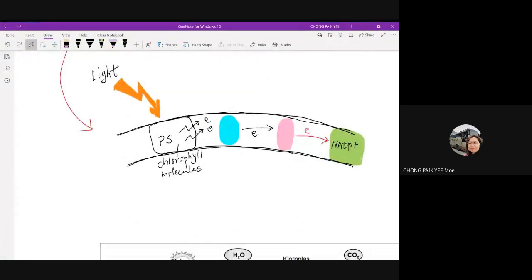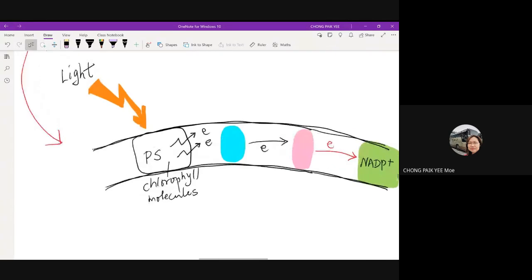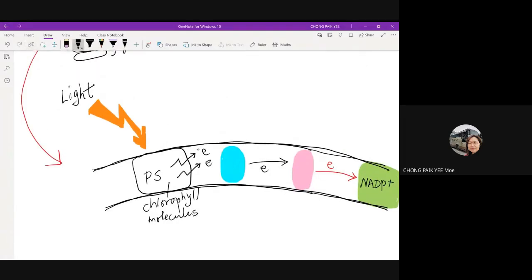Okay, so let's look at the first one. Number one, look at the textbook. As we go along, please look at the textbook. Photosynthetic pigments on the surface of the thylakoids absorb light energy. So you see here, this is number one.